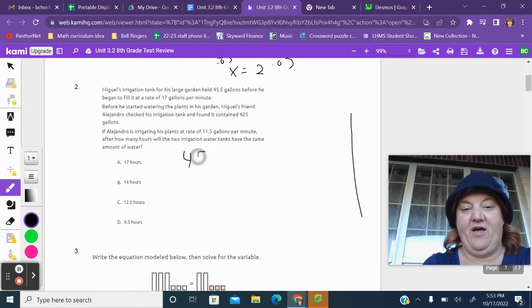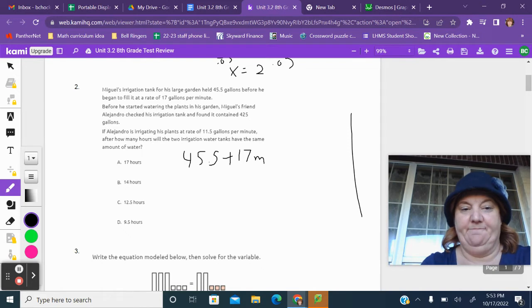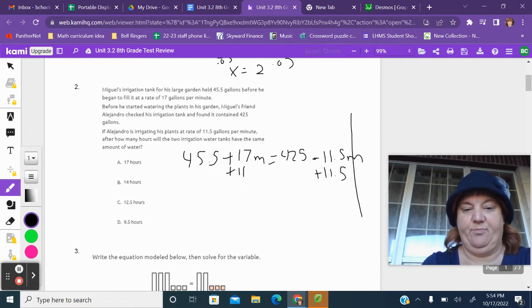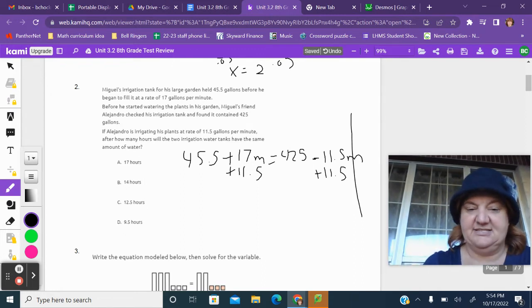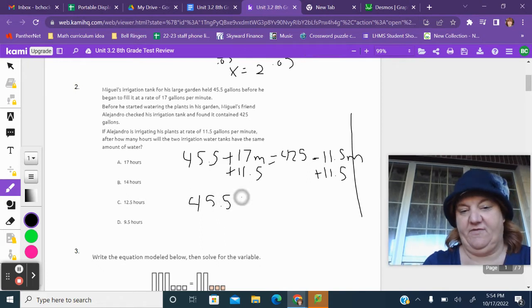Okay, 45.5 plus 17 per minute equals 425 minus 11.5 per minute. And then you plus 11.5, plus 11.5. Again, this problem isn't correct. I did this in class, but at least you get the gist of solving it.